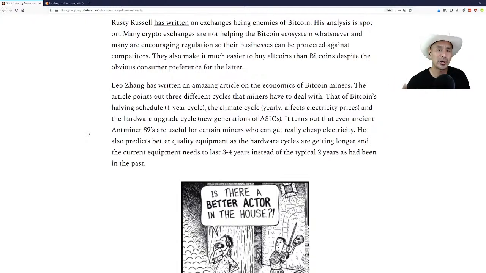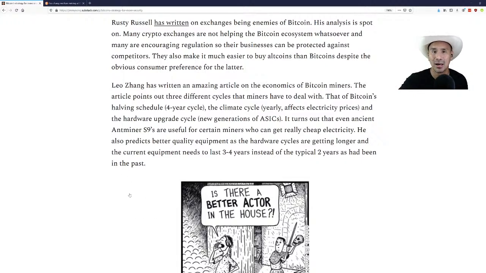And then there's the hardware upgrade cycle. So new generations of ASICs, better processes, shrinking down the lithography and things like that. So they have to balance all of that. It turns out that even now, Antminer S9s can be useful to certain miners that can get below 2.5 cents per kilowatt hour electricity, because it's still kind of profitable according to the math.